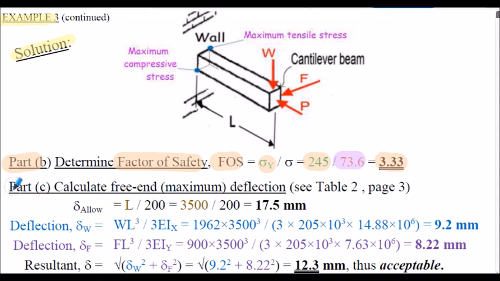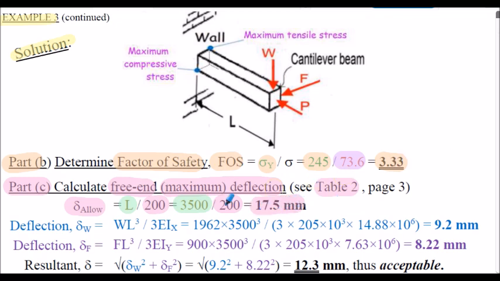And then part C, we're asked to calculate the free end maximum deflection. So again, referring to table 2 on our previous slide, we can find the deflection formula relevant here. We will again assume the allowable deflection at the end of the cantilever beam to be the span length, which is 3,500 millimeters in this case, divided by 200. So the maximum allowable deflection would be 17.5 millimeters.